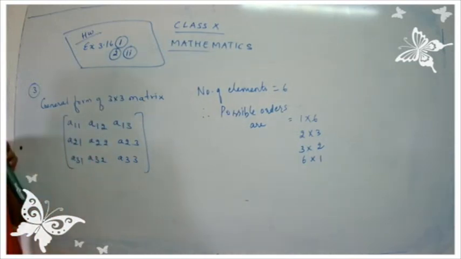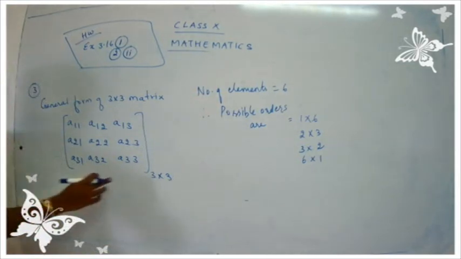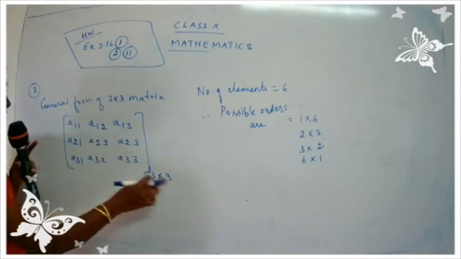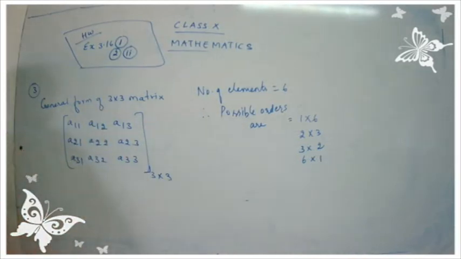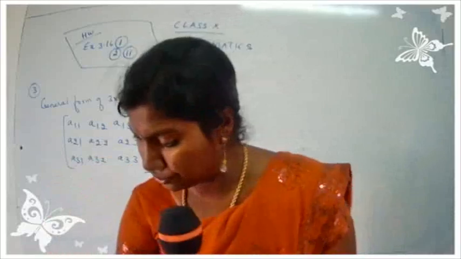So this is a 3 by 3 matrix. So I have written down, you can write down here 3 by 3. At the bottom of the bracket you can write 3 by 3. This shows that it has 3 rows and 3 columns. Have you taken down the general form, children? Take down the general form of a 3 by 3 matrix. A11, A12, A13, A21, A22, A23, A31, A32, A33.